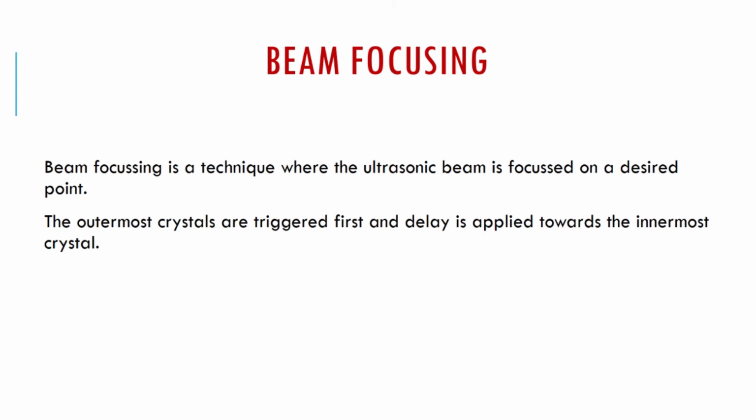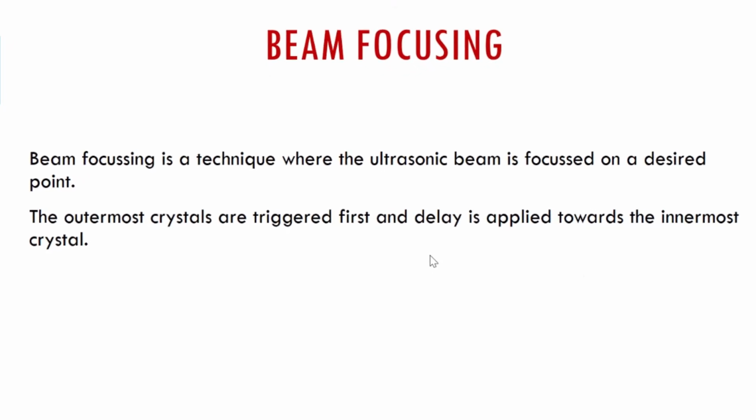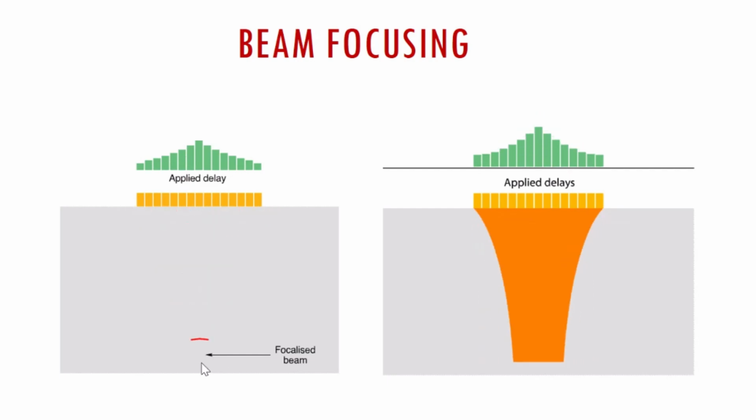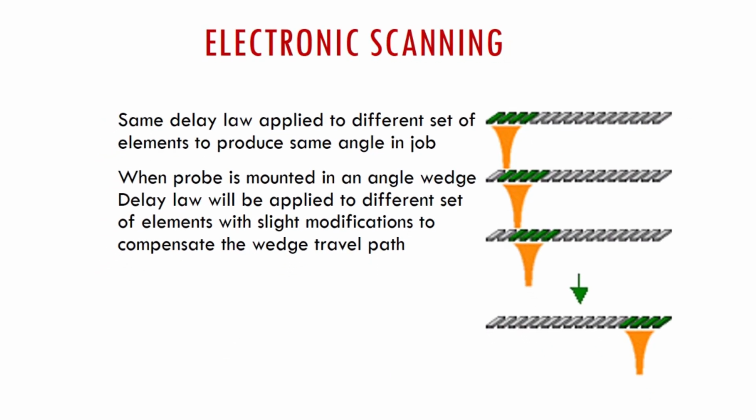Beam focusing is a technique where the ultrasound beam is focused on a desired point. In conventional UT, we cannot get this much accuracy. The outermost crystals are triggered first, and the delay is applied towards the inner crystals. We get the beam like this. First, the outermost crystals are triggered. After some time delay, one by one, we trigger the crystals. We can get the focus at this point. This is possible in PAUT. It is not possible in conventional UT.